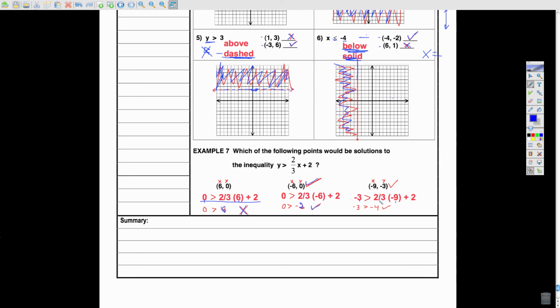And then the last one, you can see plug negative 9 in for x, plug negative 3 in for y. Okay, and ended up with negative 3 is greater than negative 4. Yes, that is correct. That is an answer. I just put a check mark here. You can put yes. You can circle it.